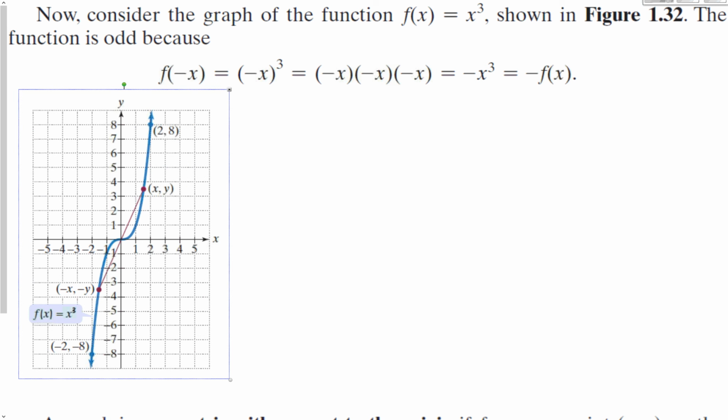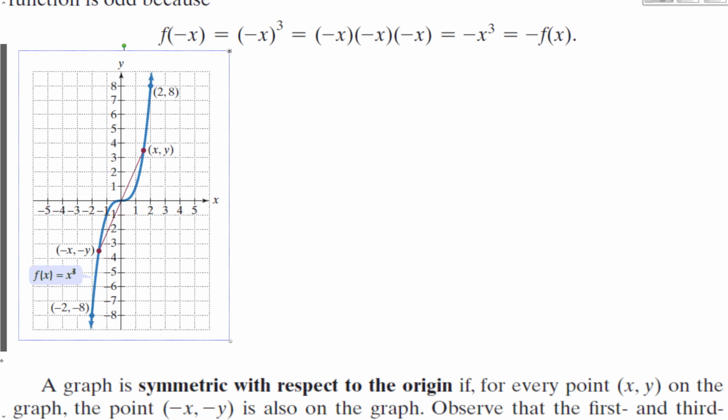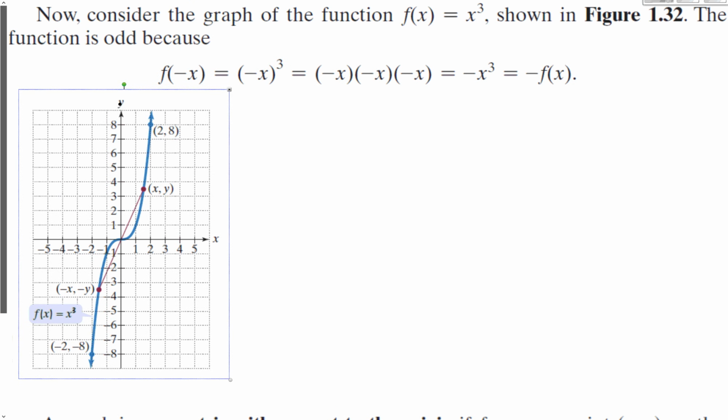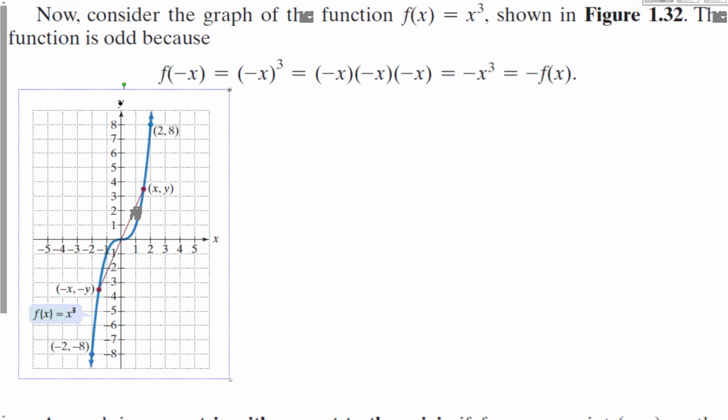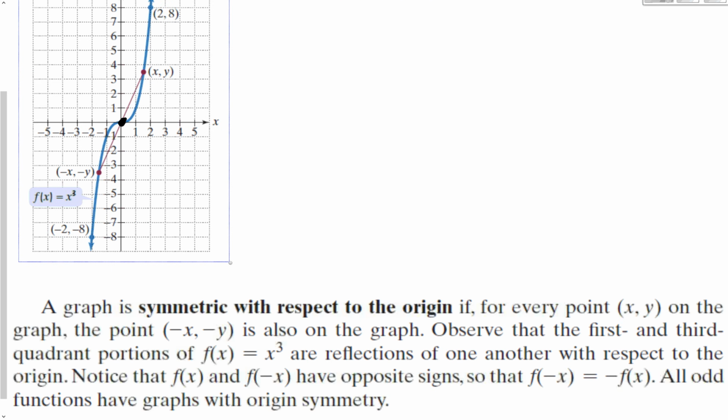Okay? So this is called being symmetric with respect to the origin. Every point on the graph, x, y, also will have its counterpart, negative x, negative y, on the graph. And observe that the first and the third quadrant portions of f of x to the third are reflections of one another with respect to the origin. Notice that f of x and f of negative x have opposite signs, and all odd functions have graphs with origin symmetry. If you flip them over, they will look the same.